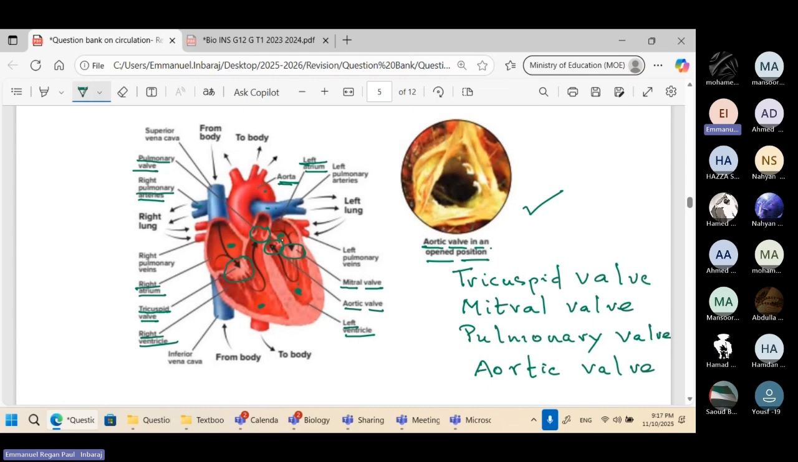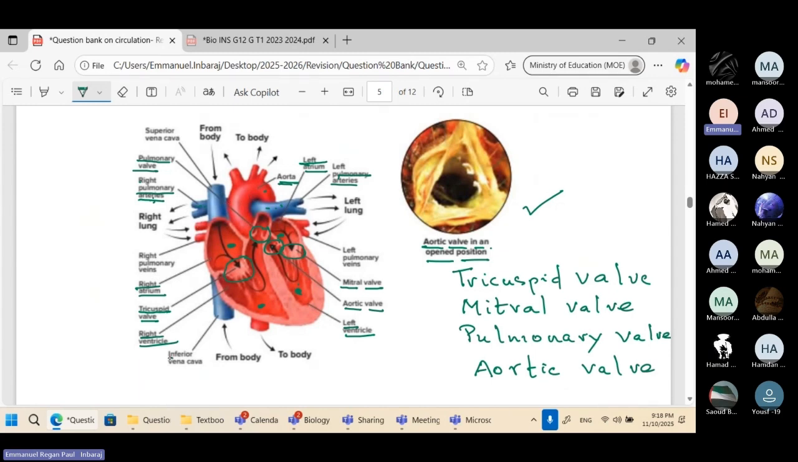Okay, so now we have seen all the parts here: the chambers, the valves and also the blood vessels. This blood vessel is the pulmonary artery. Don't forget. Here also pulmonary artery. The difference is this is the right pulmonary artery, this is the left. And this one is the aorta.